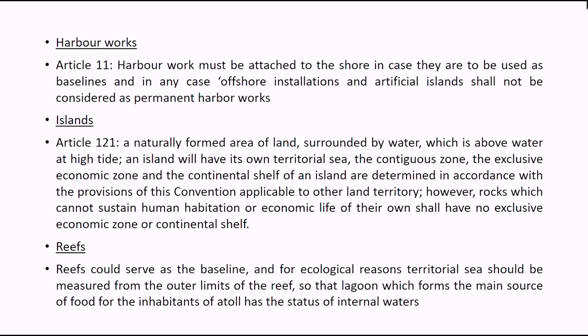Islands. Article 121 talks about islands, and it says a naturally formed area of land surrounded by water which is above water at high tide. An island will have its own territorial sea. The contiguous zone, the exclusive economic zone and the continental shelf of an island are determined in accordance with the provisions of this convention applicable to other land territory. However, rocks which cannot sustain human habitation or economic life of their own shall have no EEZ or continental shelf.